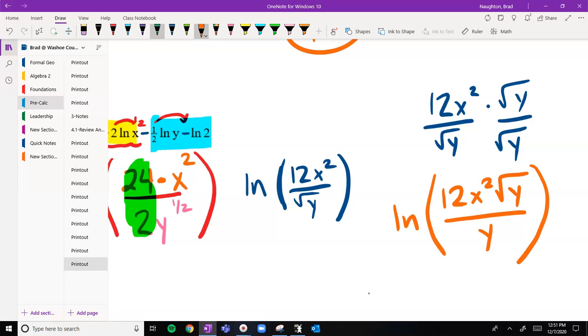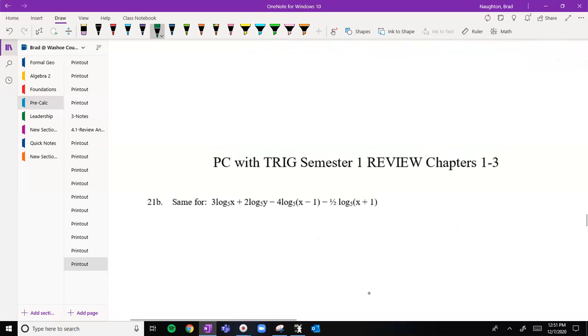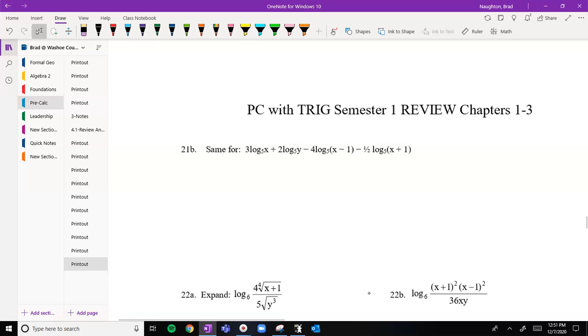But we would accept both of these answers, and let's go with that one since that's in your answer key. I just don't like square roots in my denominator anytime. All right, so number 20, okay, we're on 21b.